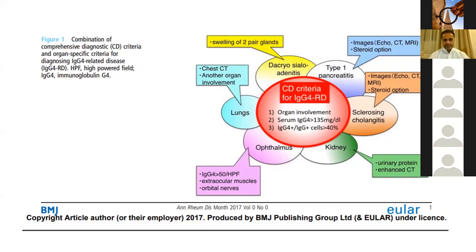Prof, I have a question. If we're unable to do the biopsy, can we establish the diagnosis if the serum IgG4 level is high with organ involvement, without the biopsy? You can say this is suggestive, but it's not definitive. If you want a definitive diagnosis, you need to have histopathology. But very suggestive of IgG4, I would say yes. Did that answer your question? Yes, thank you.